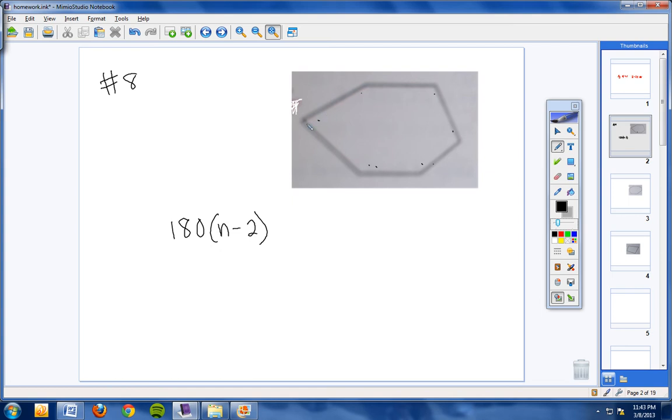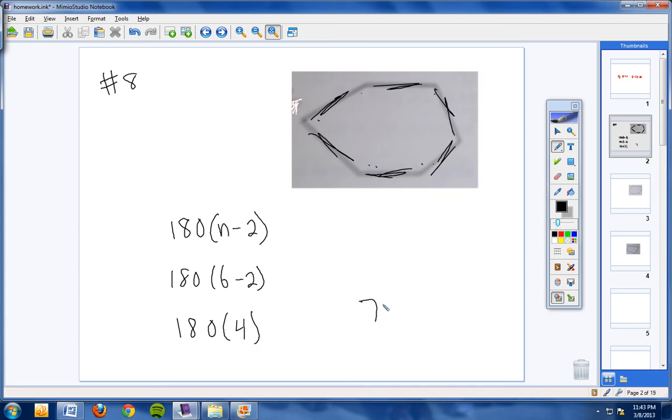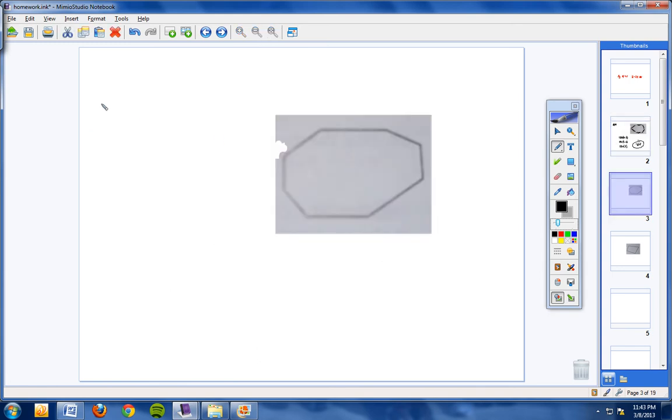Let's count the sides. 1, 2, 3, 4, 5, 6. So where the n is, I simply put a 6 because n stands for number of sides. 6 minus 2 is 4, and 180 times 4 is 720 degrees. So if you add up all 6 of these angles, you will get 720 degrees. Okay, let's take a look at number 9.